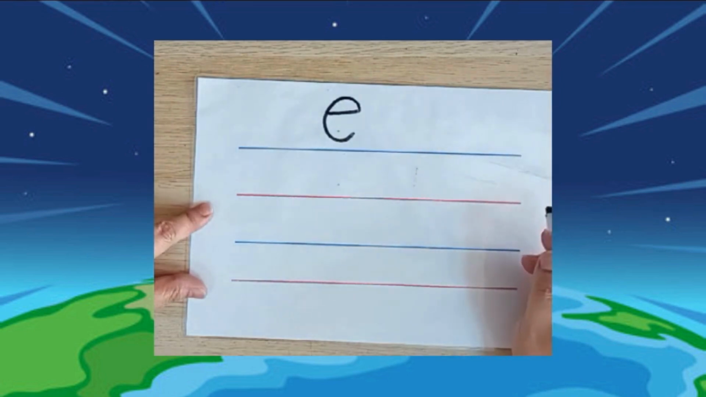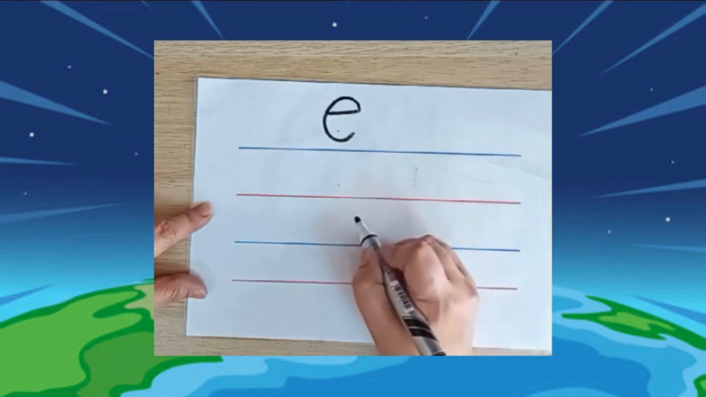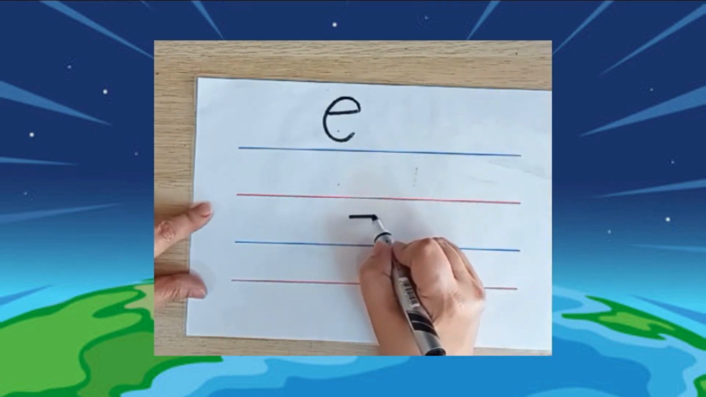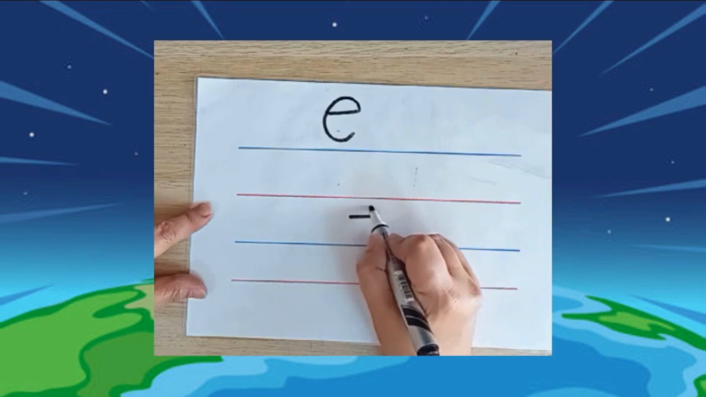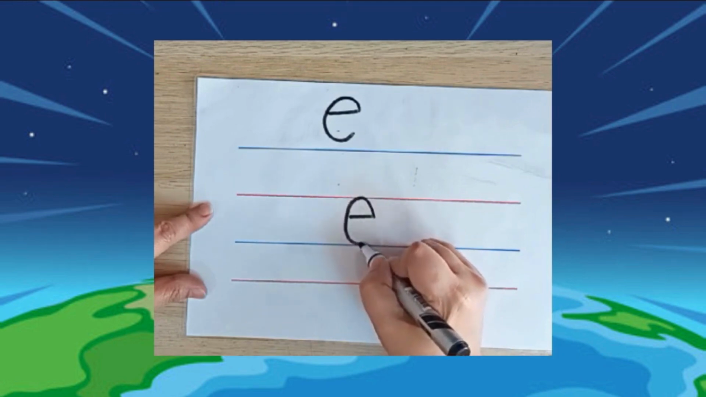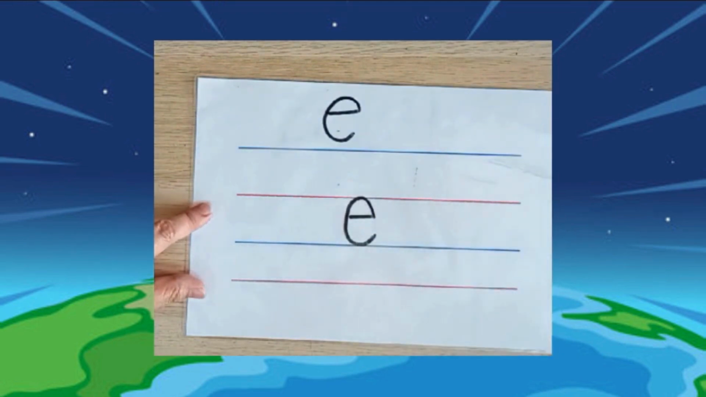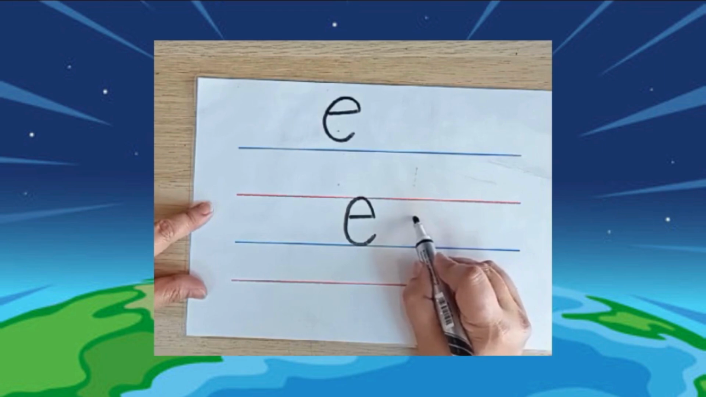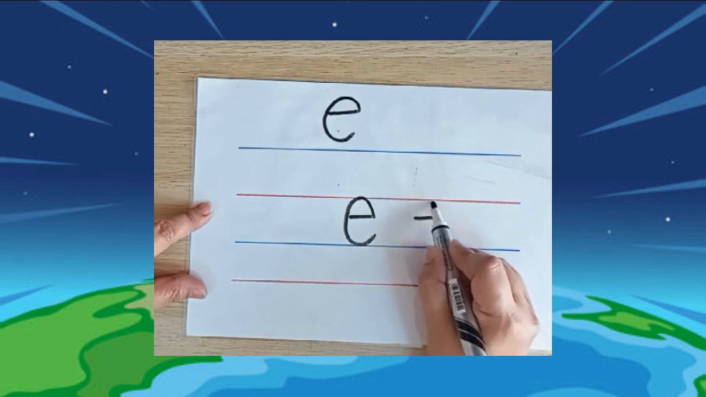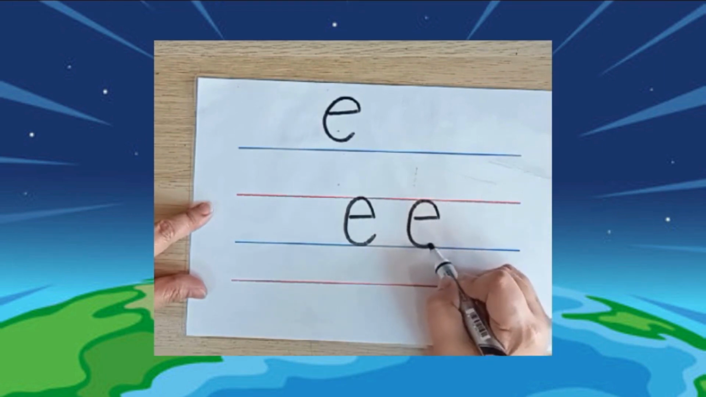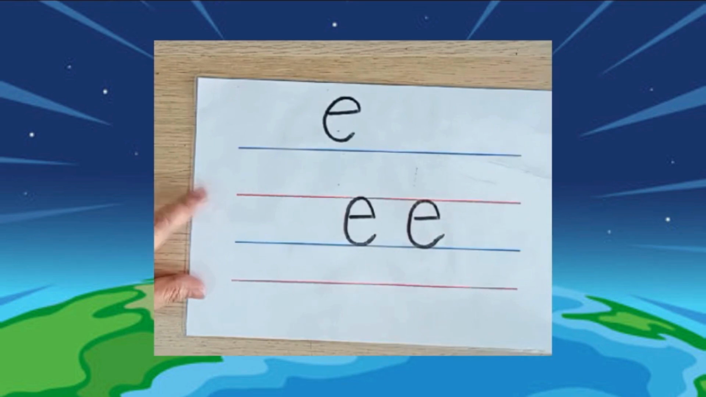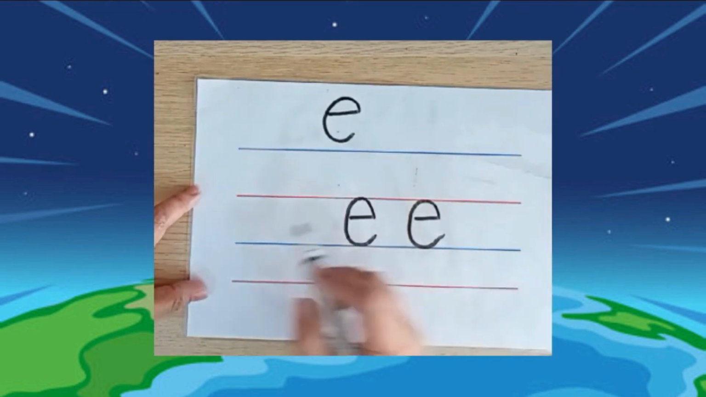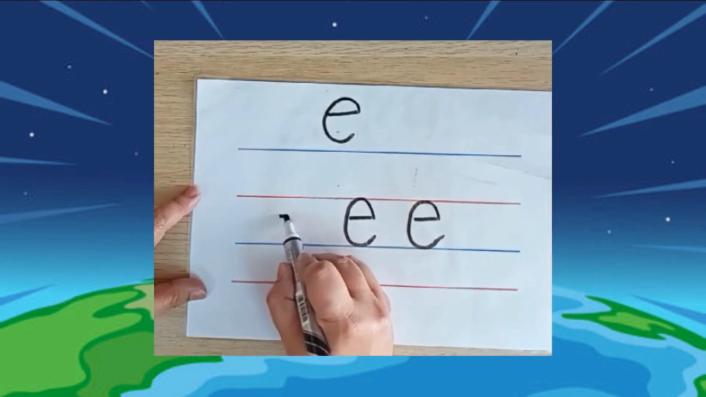Start with the horizontal line. Going to the middle line, make a curve down like this. Let's do it again. Start with the line going to the right, go up and curve around. Now, let's try it again. Line.